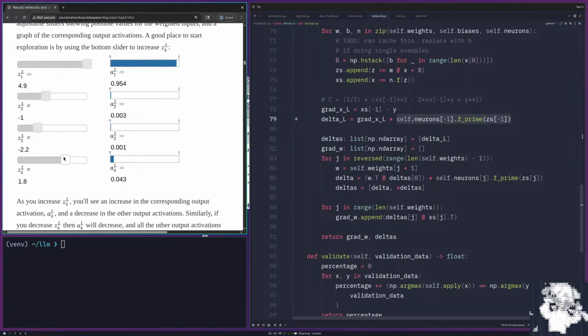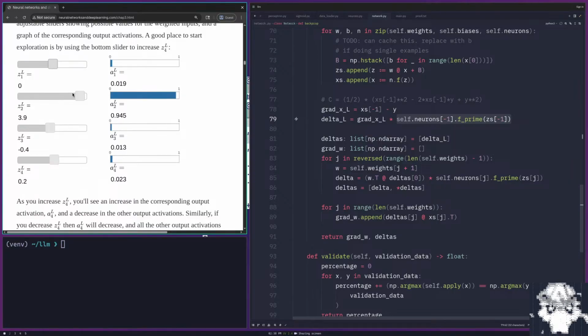So I get the intuition of the Softmax. It's kind of like a continuous argmax. It'll take the biggest thing and make it even bigger, and it'll take all the things that aren't as big and make them even smaller, but in a continuous way. That's my understanding of Softmax.